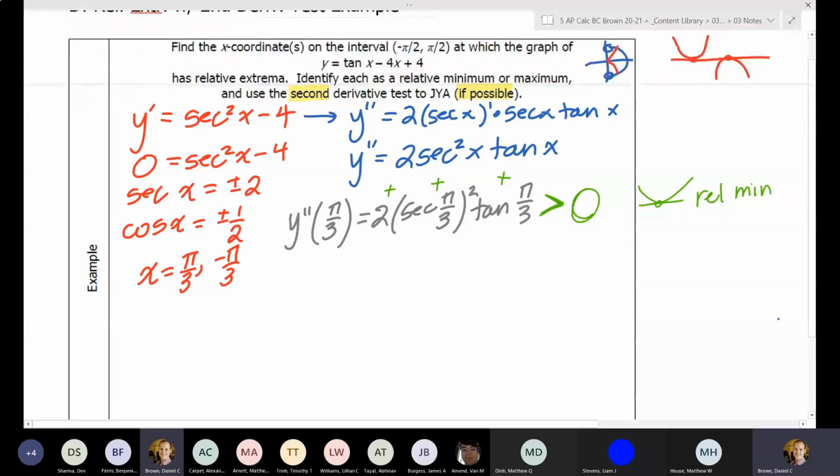And then I can do the same thing for that other coordinate. So plugging in negative pi over 3. Again, I don't have to evaluate it as long as I can determine what the sign of it is.